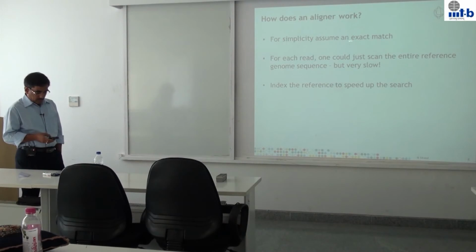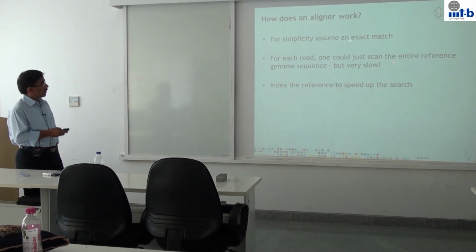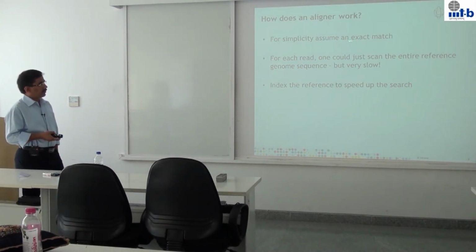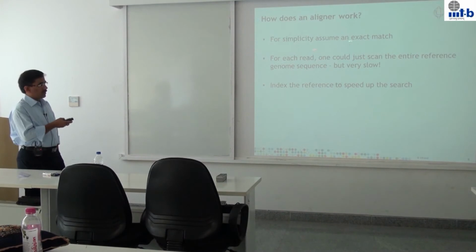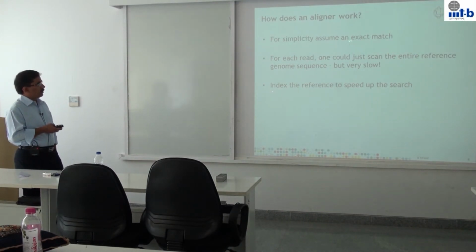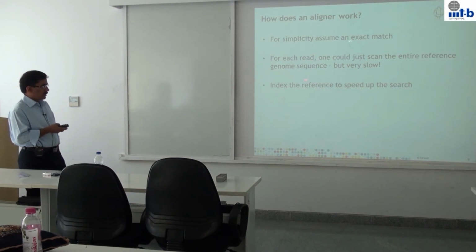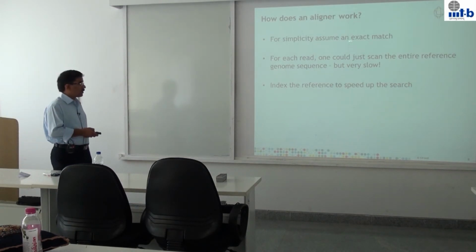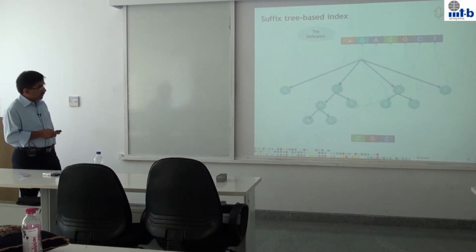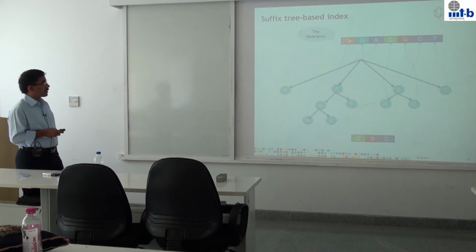Okay, so let's start with exact match. How do we go about doing an exact match, and then we see how we can extend it to handle the case of inexact match. One obvious way is to just scan the entire reference genome, but we know that it's very slow. The other approach is to index the reference to speed up the search. Here we have one solution based on a suffix tree based index.